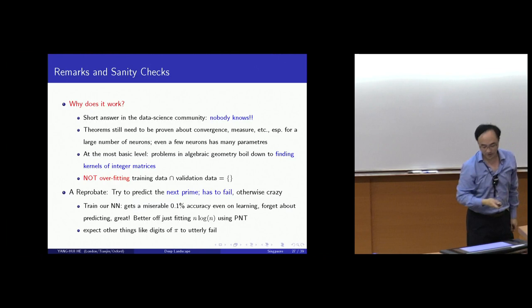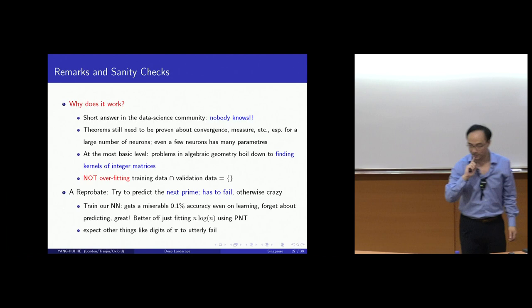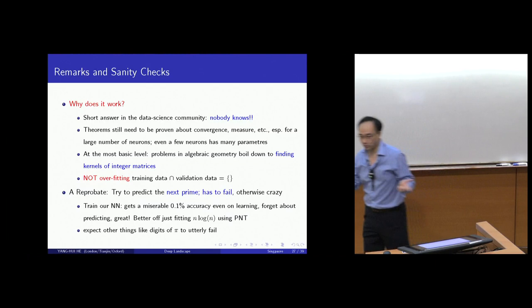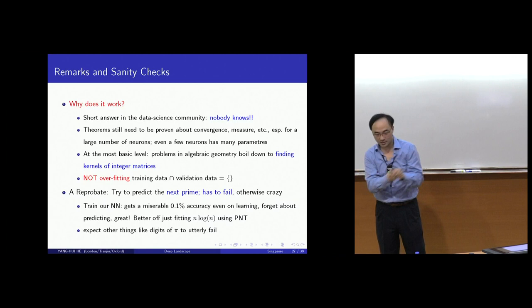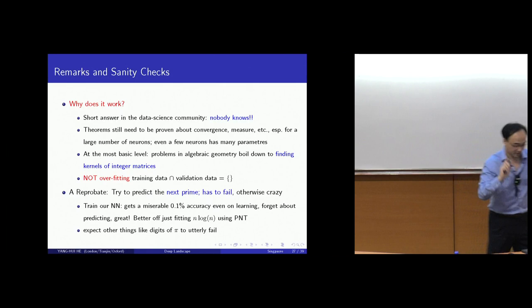So let me try to break the system by trying to find something the AI should be bad at. Can I start predicting prime numbers? I try. This is a very simple training neural network: 2 input, 3 output. 2, 3 input, 5 output. 2, 3, 5 goes to 7. 2, 3, 5, 7 goes to 11. I train it on 100,000 points, and then let the neural network try to predict what the next number is. Thank God it predicted at 0.1% accuracy. Basically, it's just randomly guessing.